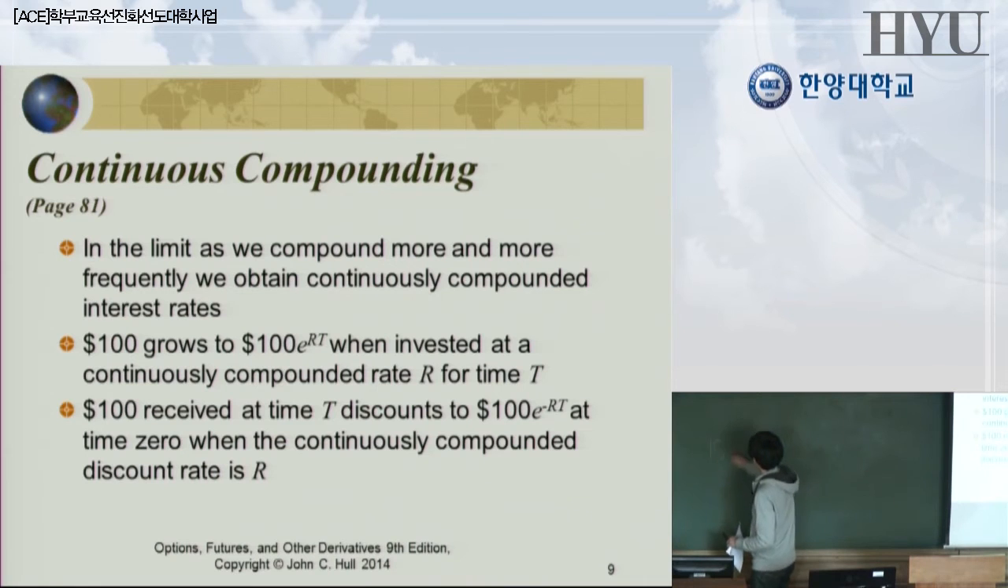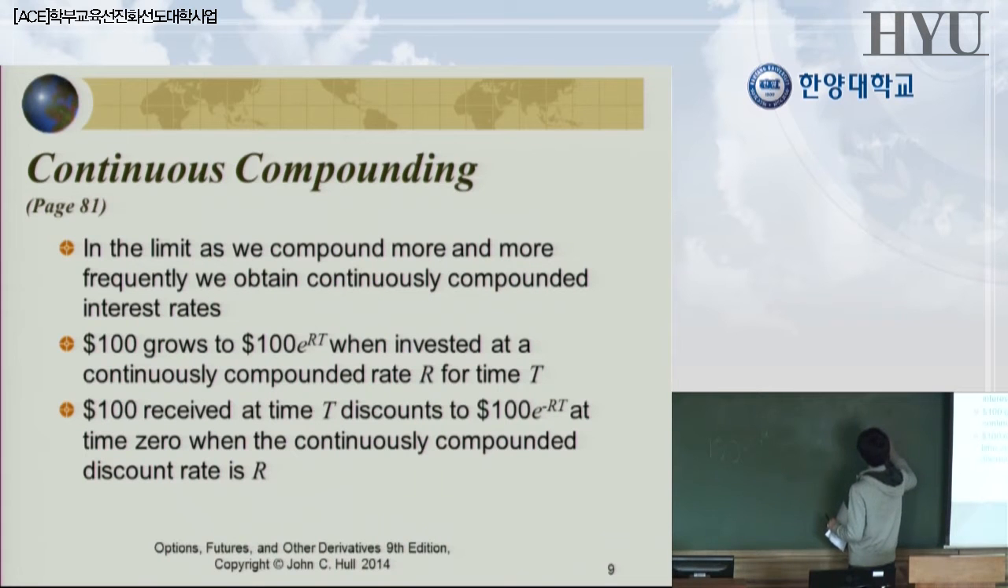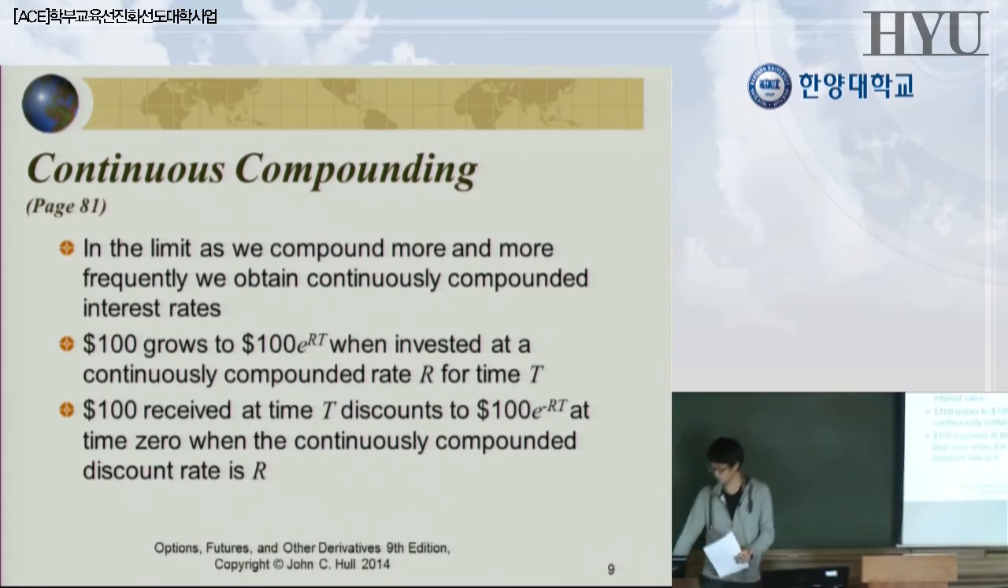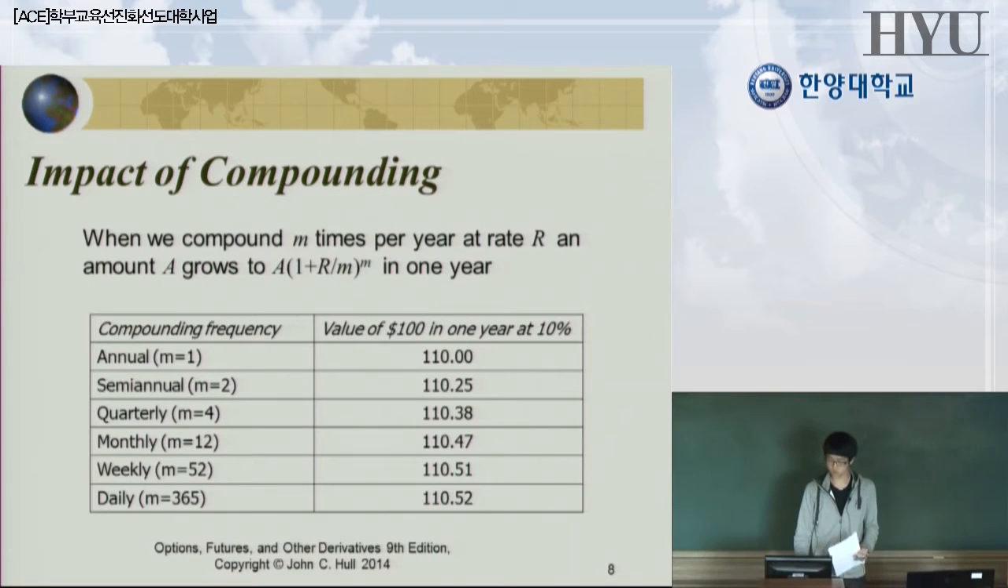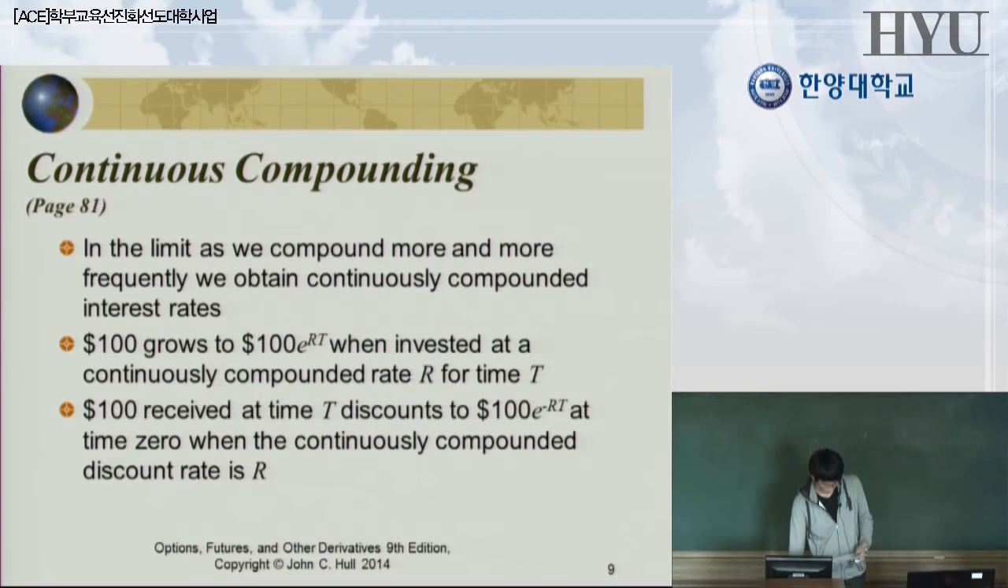100 times e^(RT) is almost the same as 100 times (1 + R). And actually the continuous compounding is almost similar to the daily compounding, which is m equals 365. And most interest rates in the derivatives market are usually at continuous compounding.